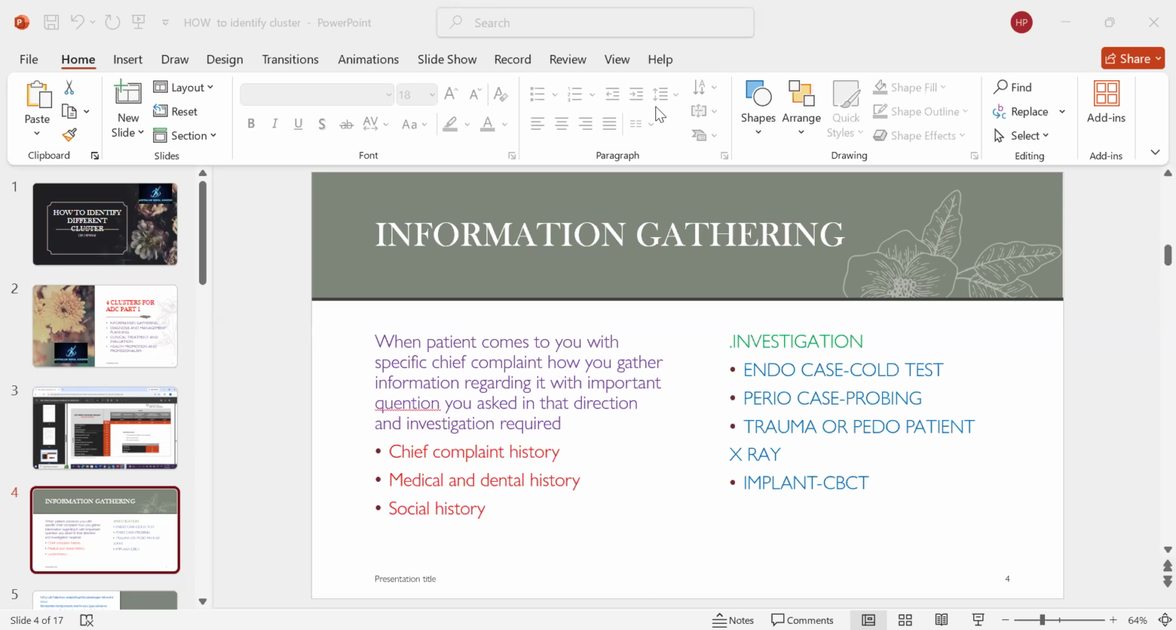If they give you a case where a patient has severe pain, and there is irreversible pulpitis, which test are you going to do? You are going to do the cold test, right? If a patient has pain on biting, and the patient has a large filling, you are suspecting a crack, which test are you going to do?